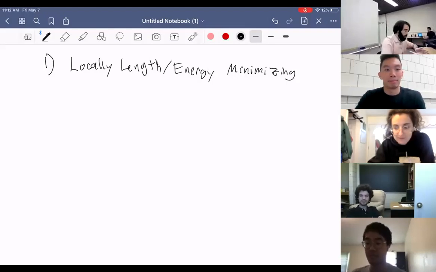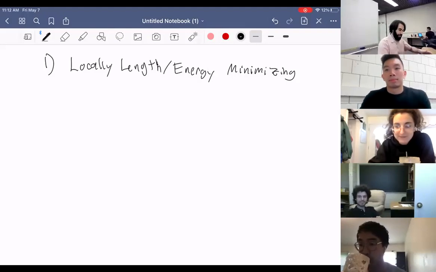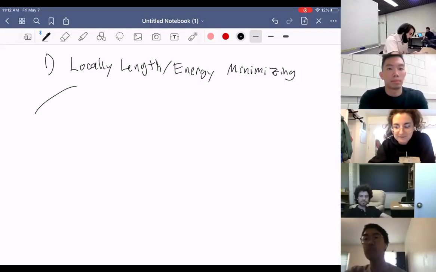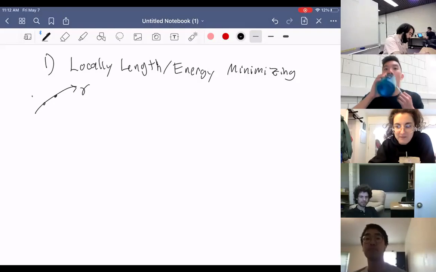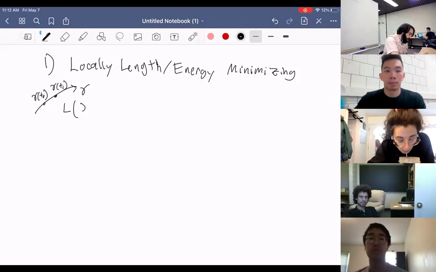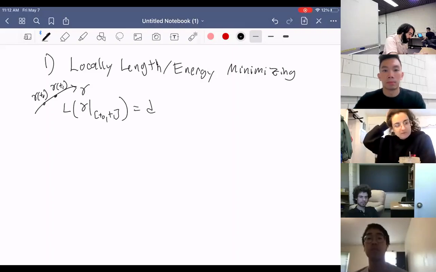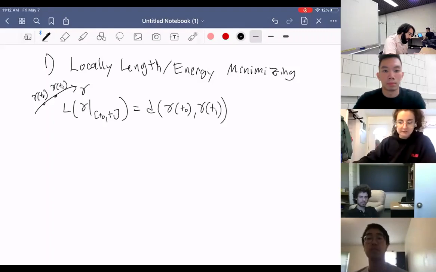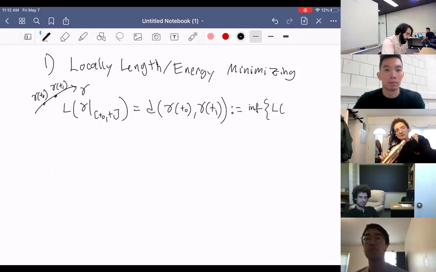Okay, so the first definition of geodesics is that they're locally length/energy minimizing, which means if you have some geodesic gamma, then you pick any 2 points on gamma that are sufficiently close to each other, say gamma of t0, gamma of t1, then the length of the curve gamma restricted to that interval is equal to the distance between those 2 points. And as we know, the distance function is defined to be the infimum of the length of all curves that connect these two.